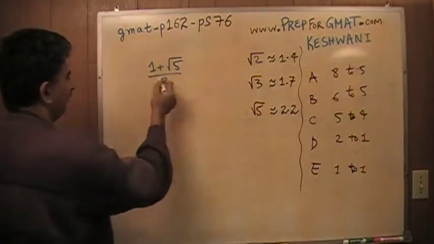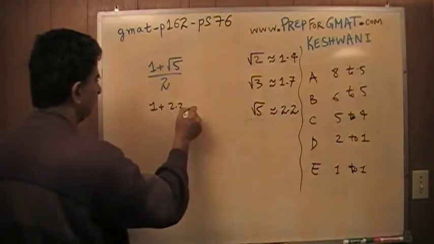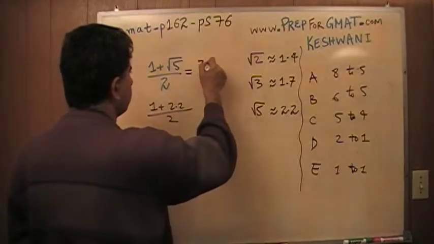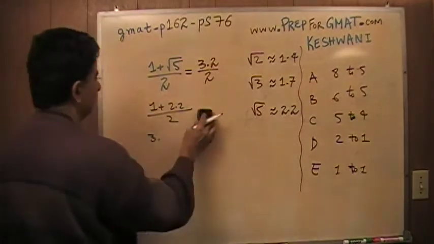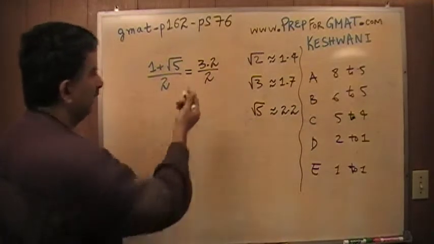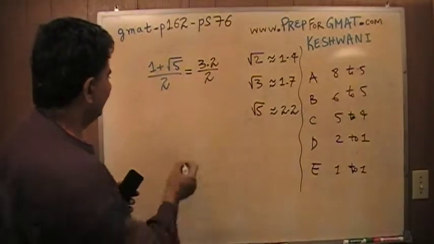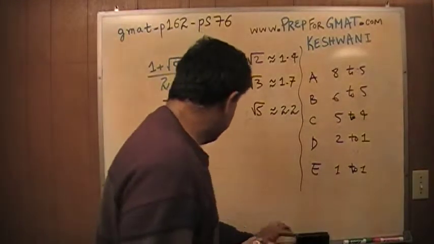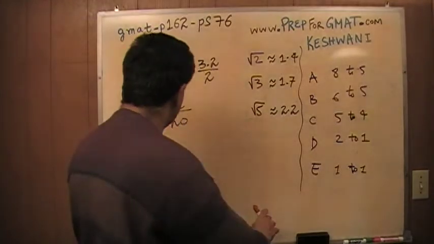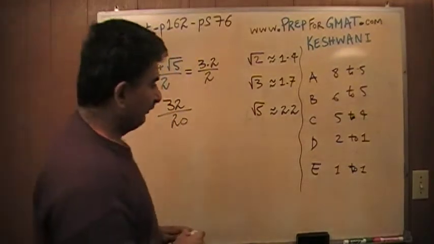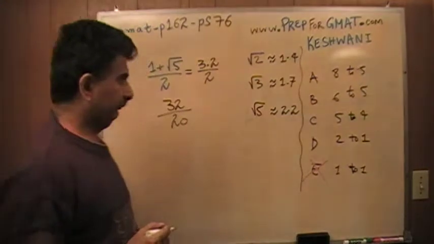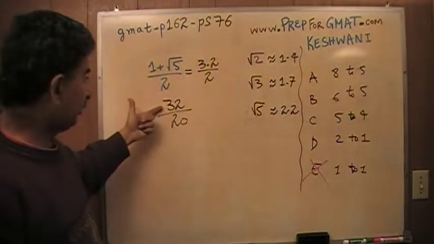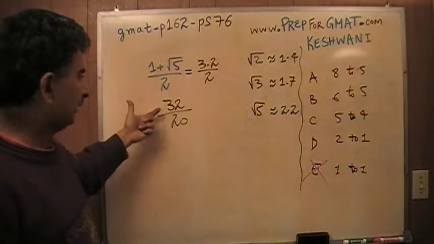So this is 1 plus 2.2 over 2, that gives me 3.2 over 2. 3.2 over 2, let's get rid of the decimal here, which is the same as 32 over 20. As you can clearly see that this ratio is not 1 to 1. This answer is ridiculous. This answer is ridiculous. You can also see that this is not 2 to 1. In order for it to be 2 to 1, the top would have to be 40. It's not 2 to 1.